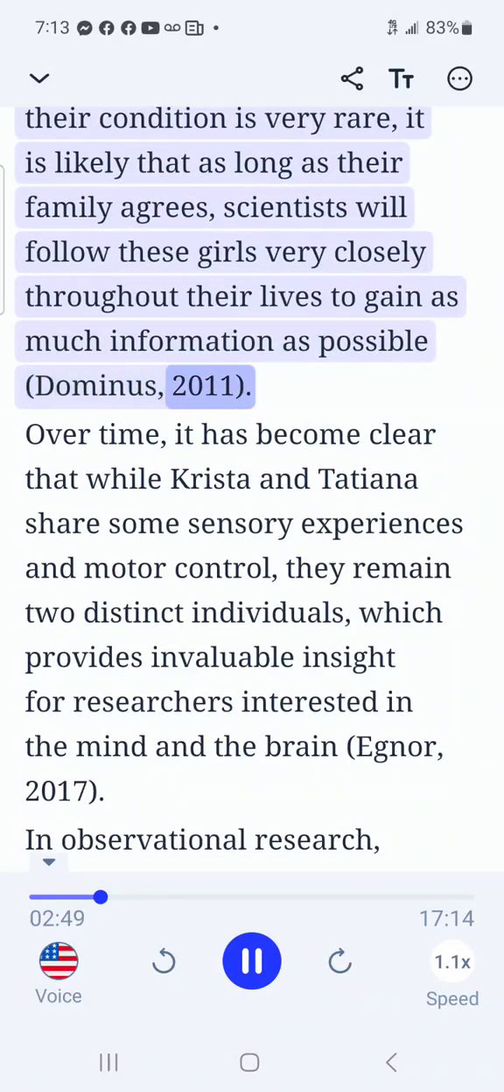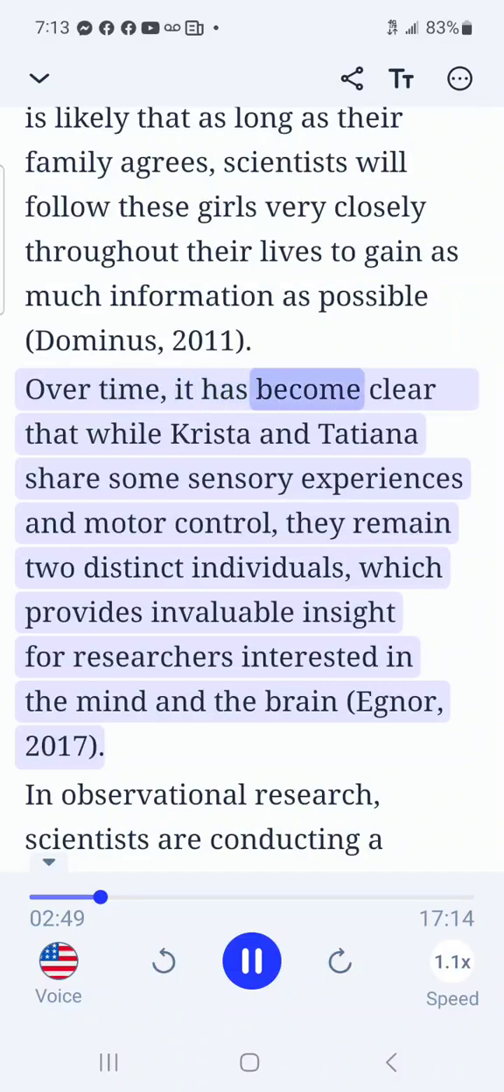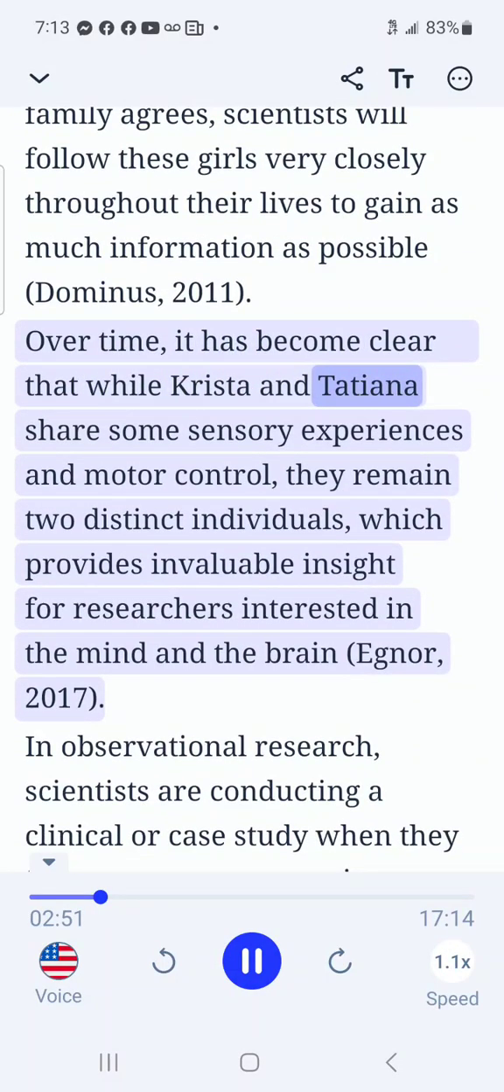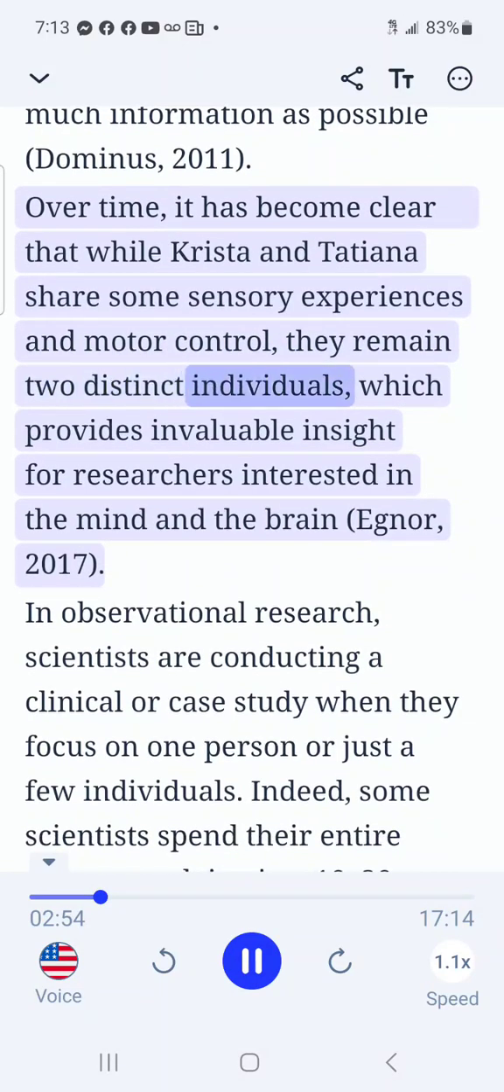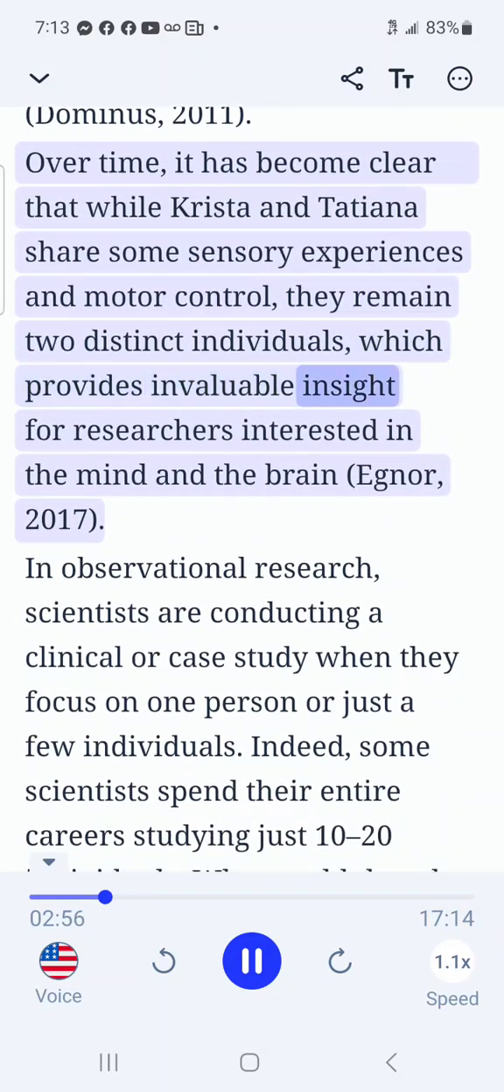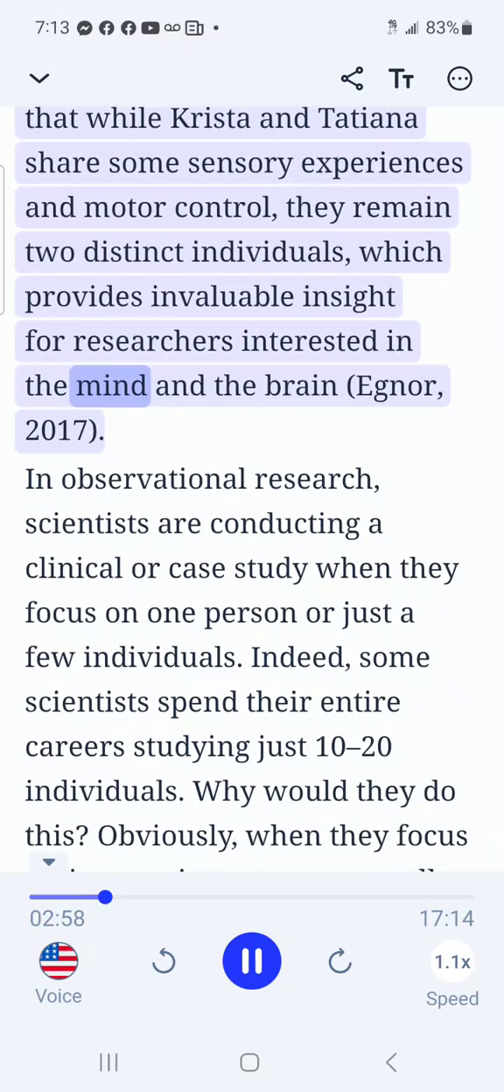Dominus, 2011. Over time, it has become clear that while Krista and Tatiana share some sensory experiences and motor control, they remain two distinct individuals, which provides invaluable insight for researchers interested in the mind and the brain.